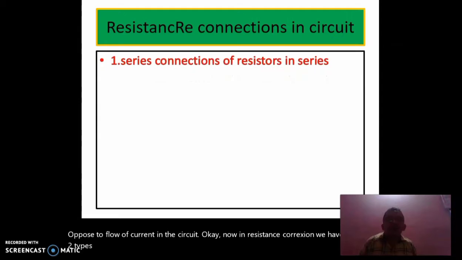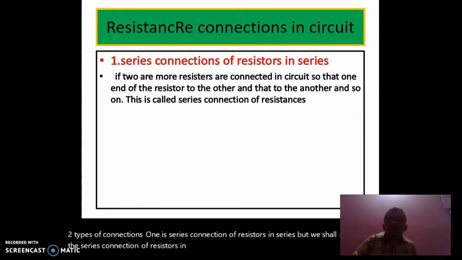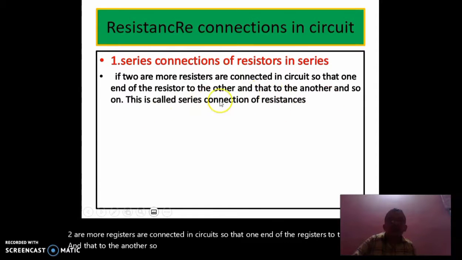Now, in resistance connections we have two types of connections. One is the series connection of resistors. First we shall study the series connection. Series connection means if two or more resistors are connected in a circuit so that one end of a resistor is connected to the other, and that to another, and so on, this is called series connection of the resistances.